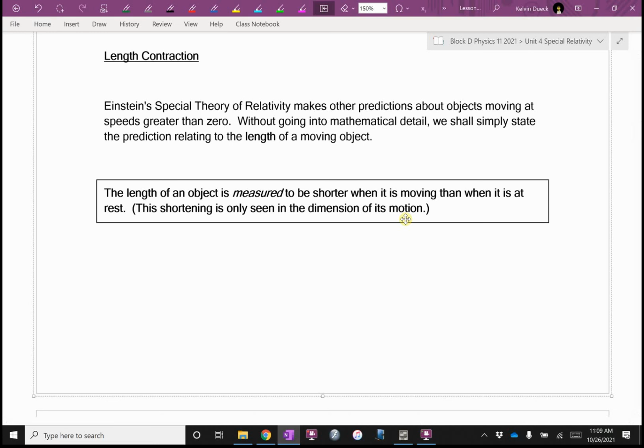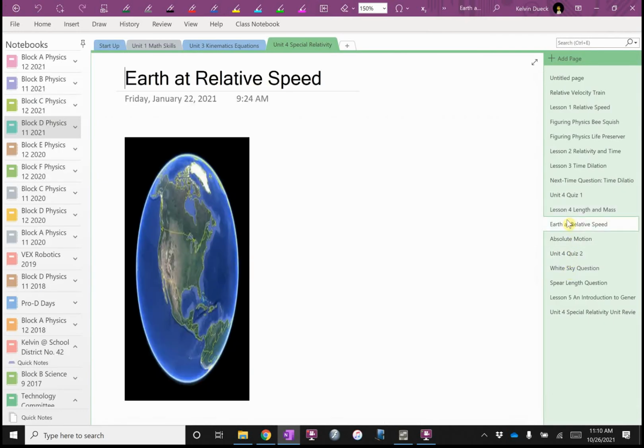It turns out another consequence of special relativity is that it's not just that time is different for objects moving at different speeds. It says this: the length of an object will be measured to be shorter when it's moving than when it's at rest. But this shortening will only be seen in the direction of its motion. What? Look up. If you were to go zipping past the Earth near the speed of light, and if your speed was in that direction, that's what you would see.